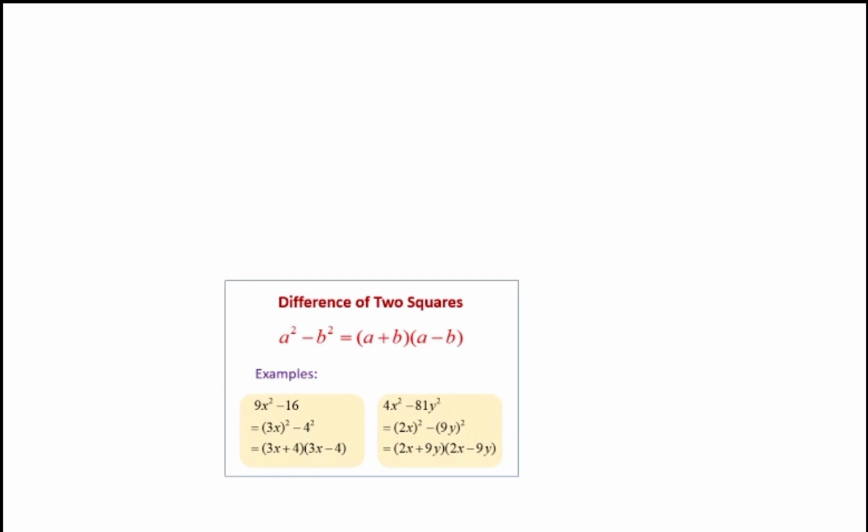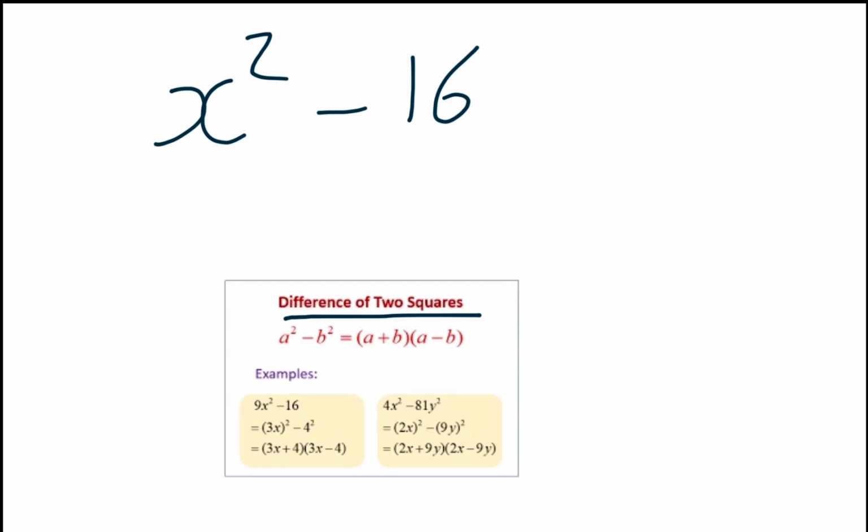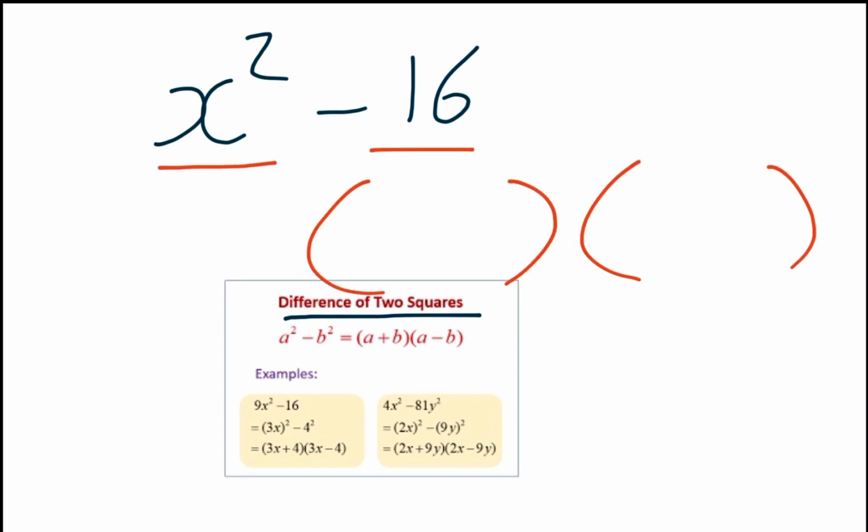So the other popular one that comes up is something called difference of two squares. Don't worry about the examples at the bottom, just watch here. So x squared, let's call it minus 16. There we go. So you've got a square term and you've got a number term. So we know it's a double bracket, as I've explained.